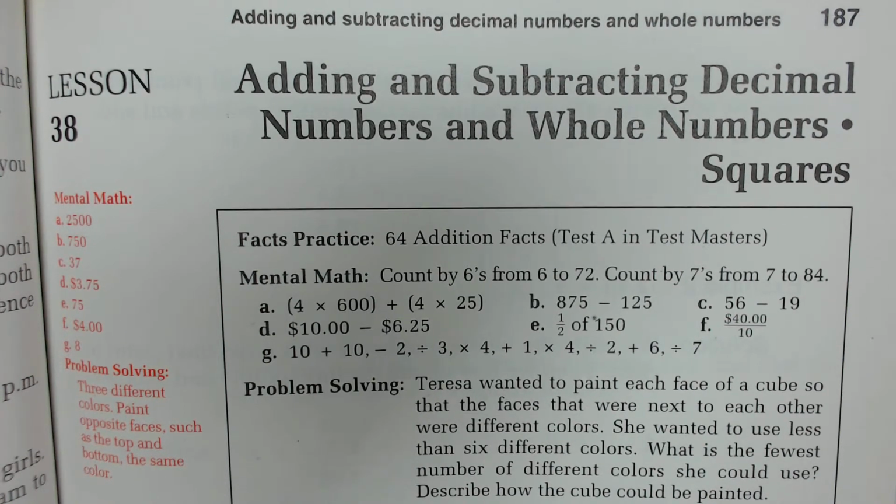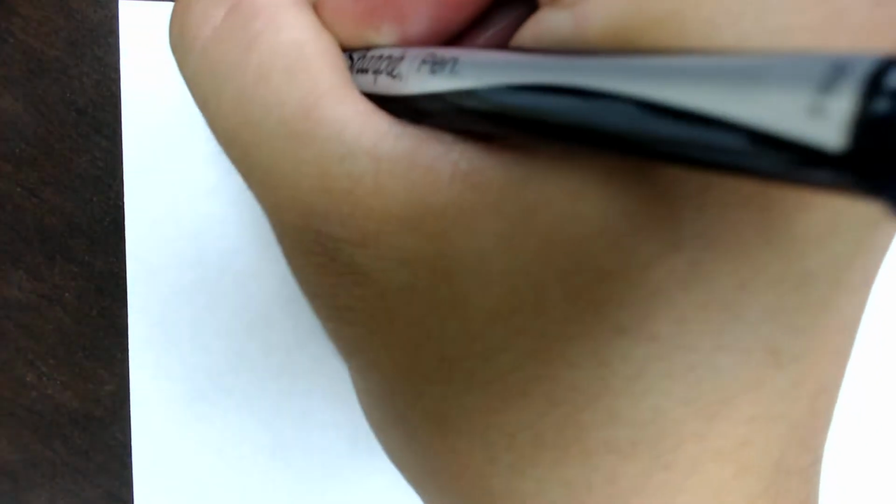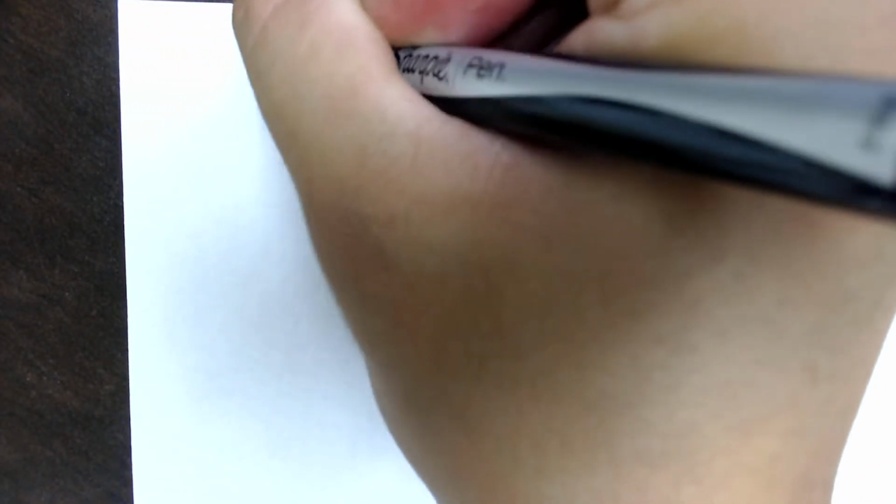Math 76 lesson 38, adding and subtracting decimal numbers and whole numbers, and squares. So adding and subtracting decimal and whole numbers is a pretty simple task. They'll tell you to do something like this. They'll tell you to add, and honestly this probably could have been grouped into the previous lesson, but they like to make things in small bite-sized pieces to make sure you understand each concept before we move on. So we'll go ahead and go along with that.